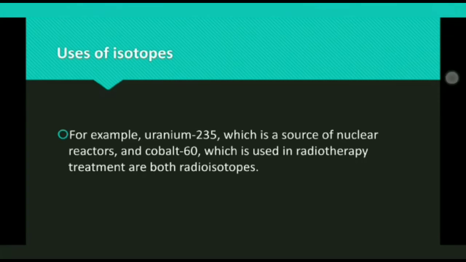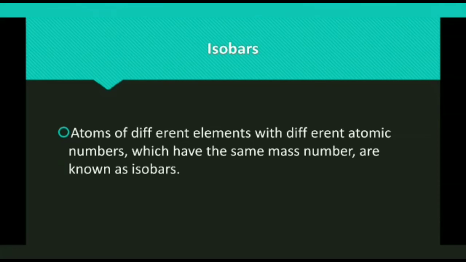Okay students, next one is isobars. What are isobars? Isobars are atoms of different elements with different atomic numbers. In isotopes, the atomic number is the same and the mass number differs. Here the atomic number is different, but atoms which have the same mass number are known as isobars. So the atomic number is different and the mass number is the same. In isotopes, the atomic number is the same and the mass number is different. This is the isobar.